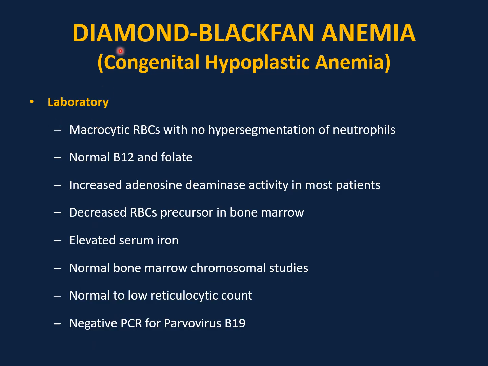Laboratory findings in cases of Diamond-Blackfan anemia: macrocytic red blood cells with no hypersegmentation of neutrophils. And if you test B12 and folic acid, they will be normal. Increased adenosine deaminase activity in most patients. Decreased red blood cell precursors in the bone marrow. Elevated serum iron, and this is a problem for this patient, the high level of serum iron. Normal bone marrow chromosomal studies. Normal to low retic cell count. Negative PCR for parvovirus B19.